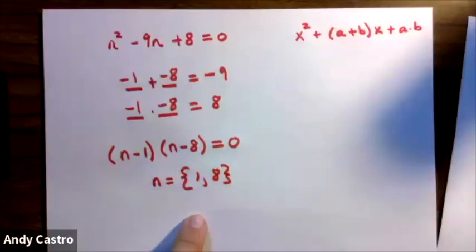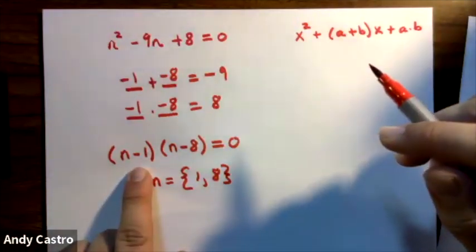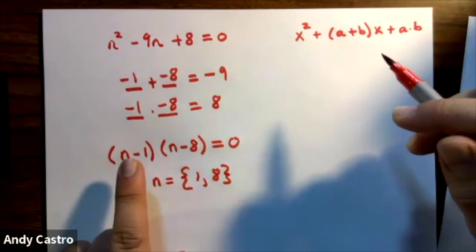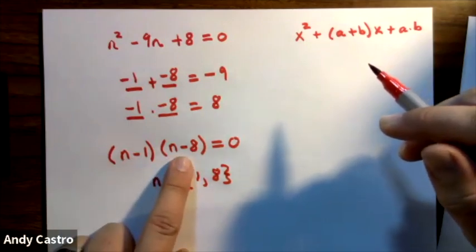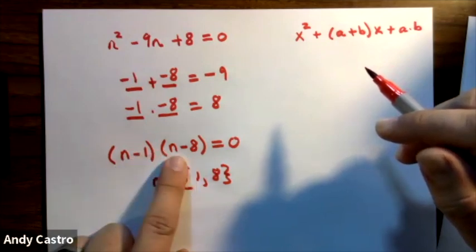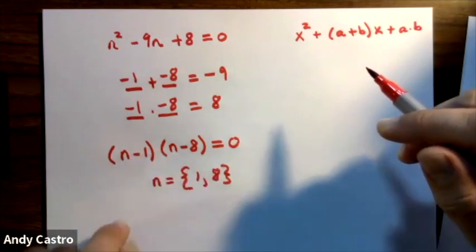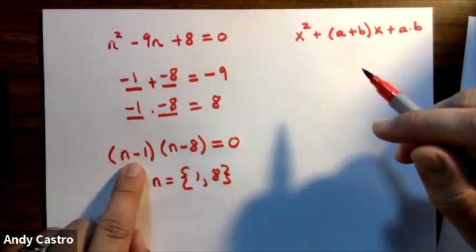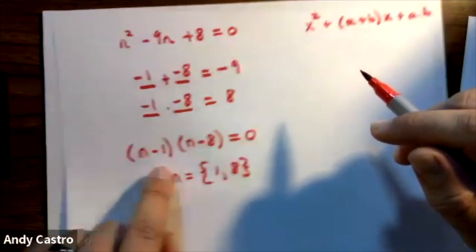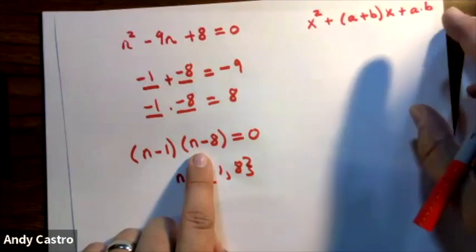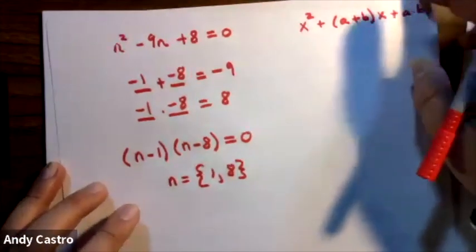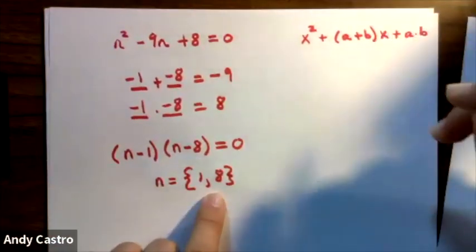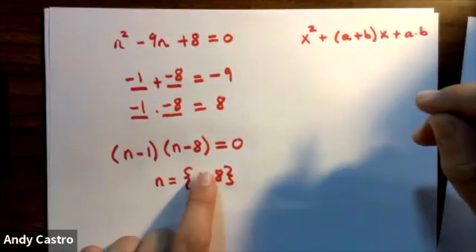In either case, if I plug in a 1 here, it makes this 0. So 0 times 1 minus 8, which would be -7, 0 times -7 is 0. If I plug in 8, 8 minus 1 is 7. 7 times 8 minus 8 is 0. 7 times 0 is 0. So if I put in a +1 or a +8, that will solve.